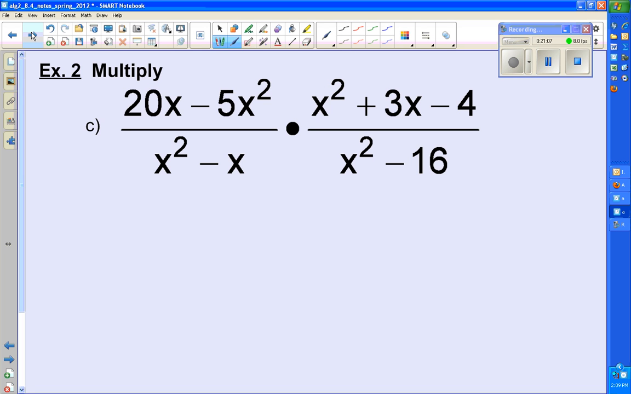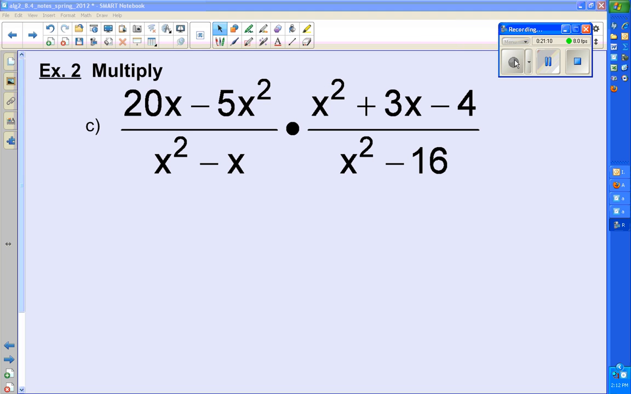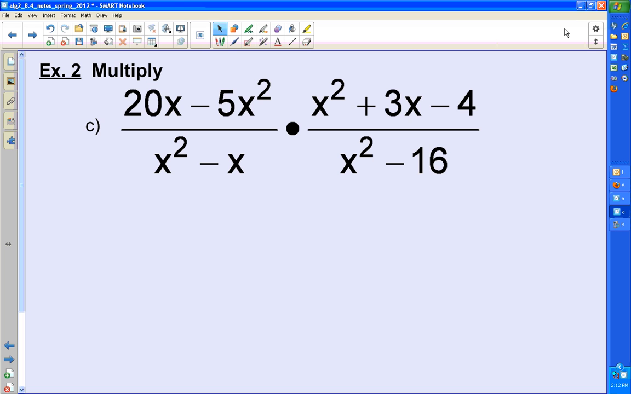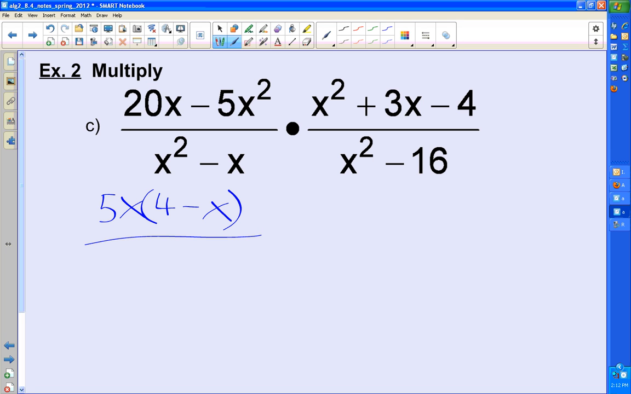Try this one. Top left, Kurt. Top left is back out 5x, and left with 4 minus x. Why can't you do x minus 4? Aaron, bottom left. Factor out 4. X minus 1.